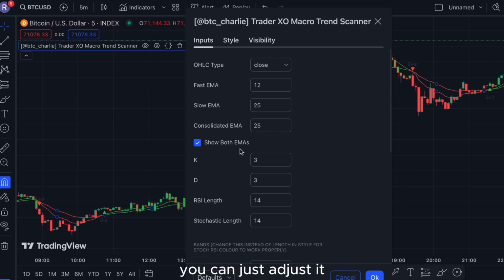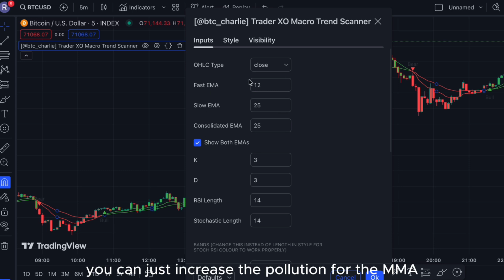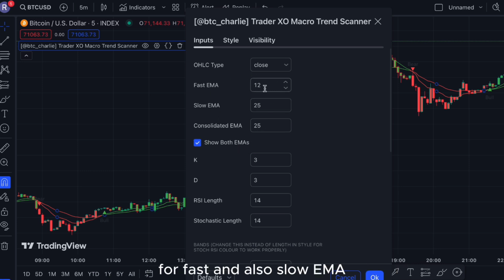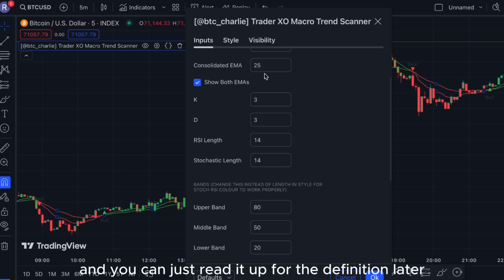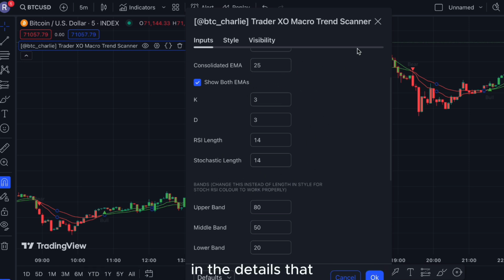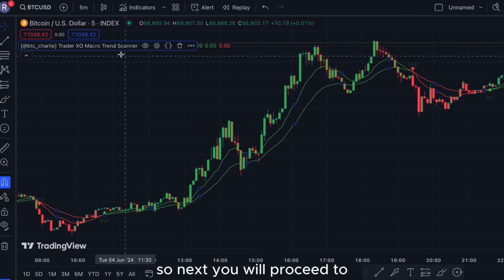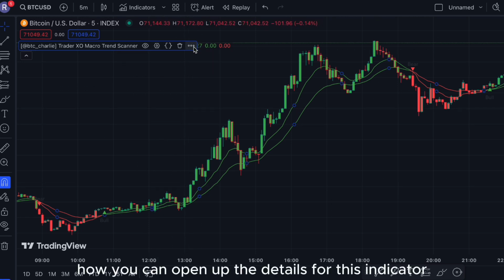Basically, you can adjust it when you are using a shorter time frame, to a lower value. And if you are trading on a daily candlestick, you can increase the values for the fast and slow EMA. You can also customize the other settings, and you can read the definitions later in the details tab. Next, we will see how you can open up the details for this indicator.